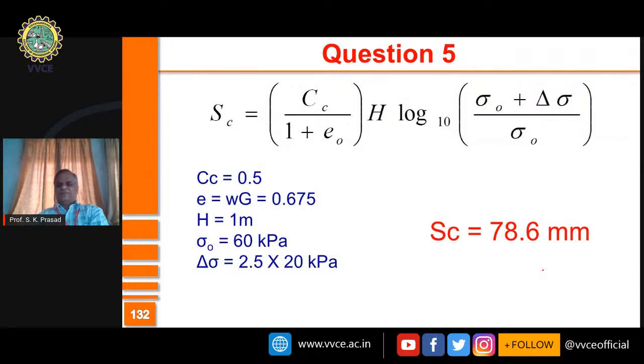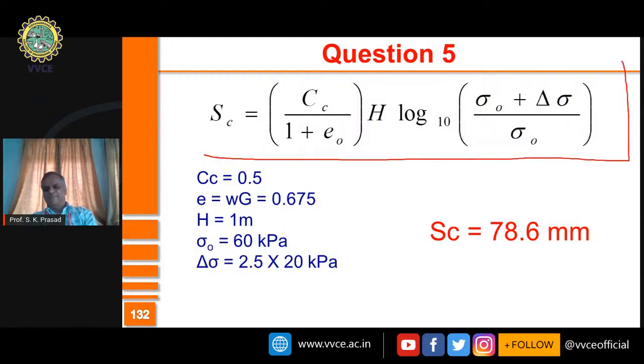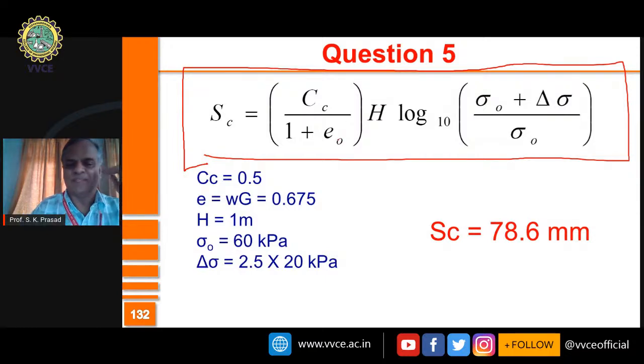78.6 millimeters. So friends, this is how you can determine the consolidation settlement, and this is one of the popular equations, and I would like you to perhaps remember this. That is the best thing you can do. Remember this equation. Sc, consolidation settlement, is equal to Cc over 1 plus e naught, times H, into log base 10 of numerator sigma naught plus del sigma, denominator sigma naught.